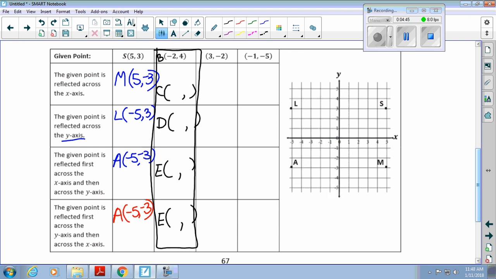All right, so the question has the point negative 2, 4. Sorry, negative 2, 4. So everybody go ahead and plot negative 2, 4, and label that point B. It should be up here in quadrant... What quadrant is that, everybody? Quadrant 2. Very good. So that's our original given point.